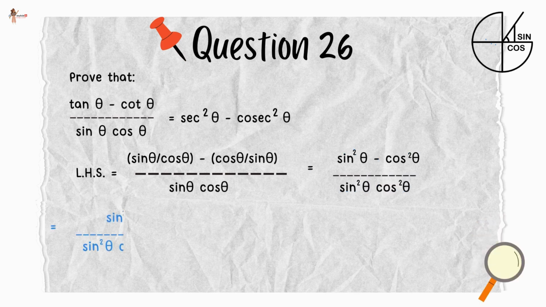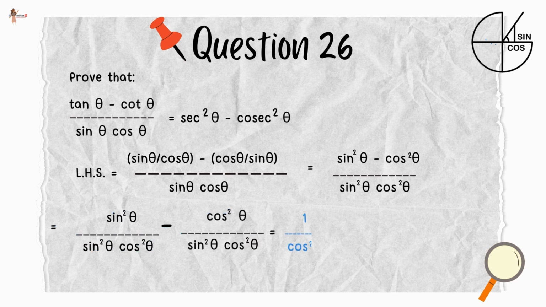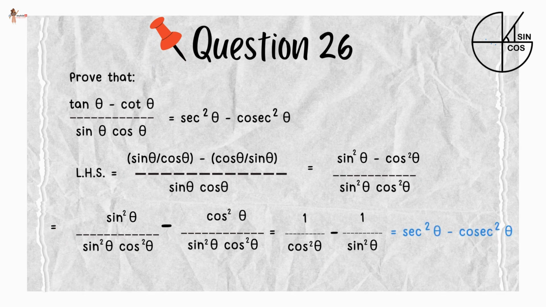Let's split both the terms. We get sin square theta upon sin square theta cos square theta minus cos square theta upon sin square theta cos square theta. So we get 1 upon cos square theta minus 1 upon sin square theta. Thus, sec square theta minus cosec square theta, which is equal to the right hand side.